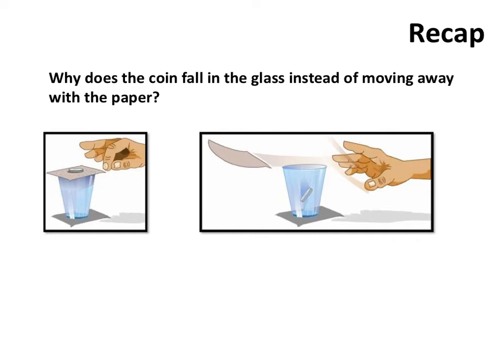So we can apply Newton's first law, which says that an object which is at rest stays at rest unless an unbalanced force acts on it, and therefore the force is being applied on the paper, and therefore the paper flies off, whereas the coin, which was in a state of rest, falls down into the tumbler.